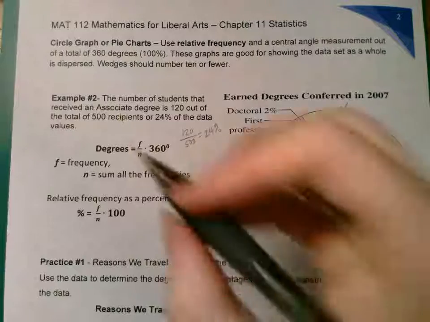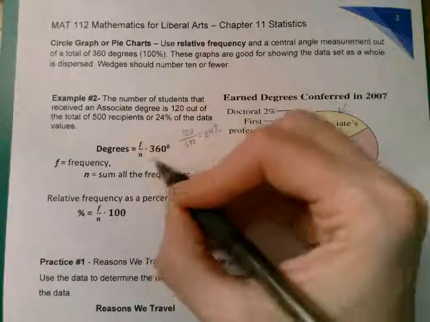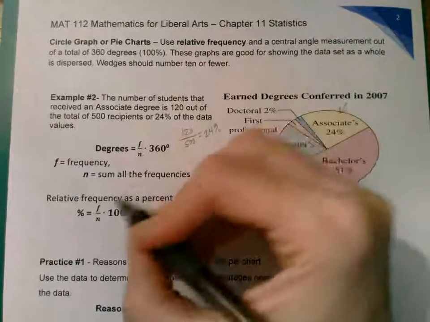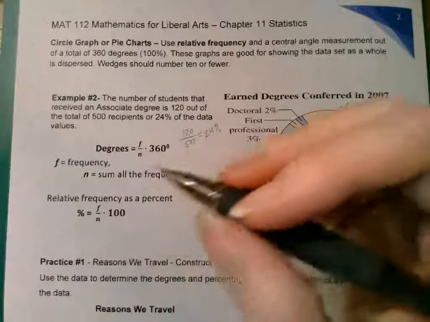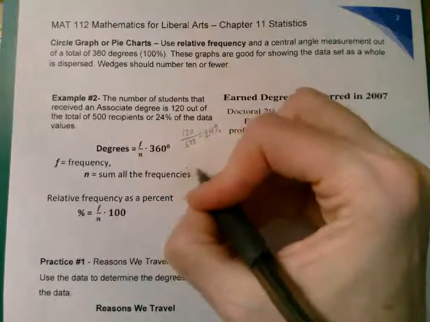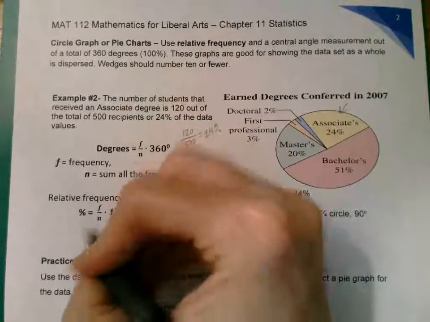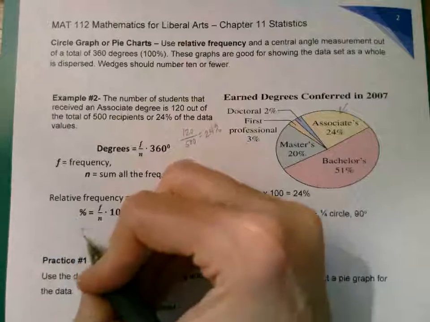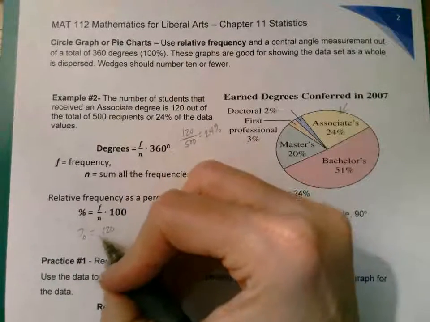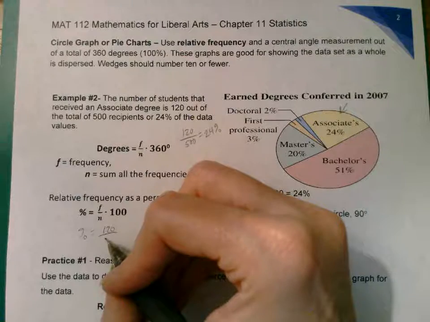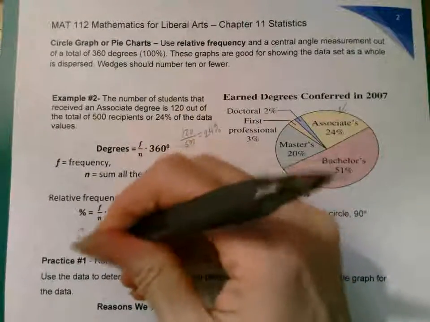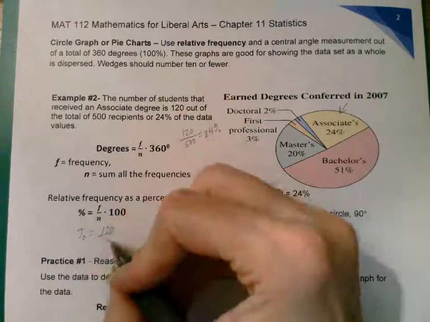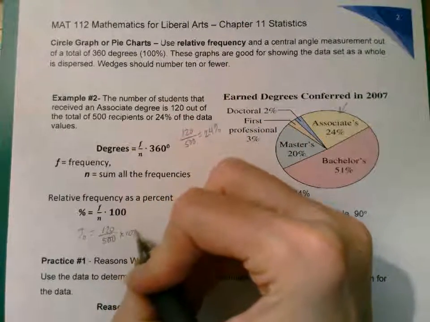Well, how did that get there? Well, it's the frequency over the sum, right? This over this, times 100. So percent equals frequency over n, times 100.